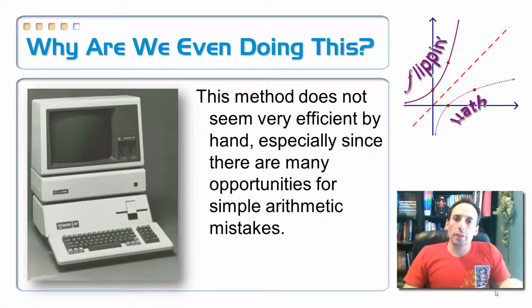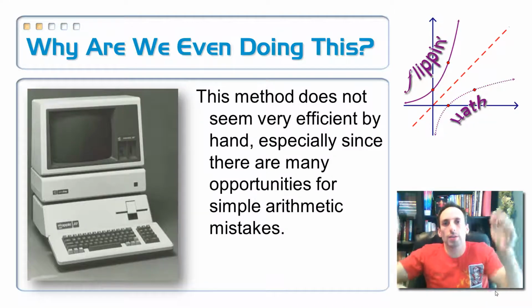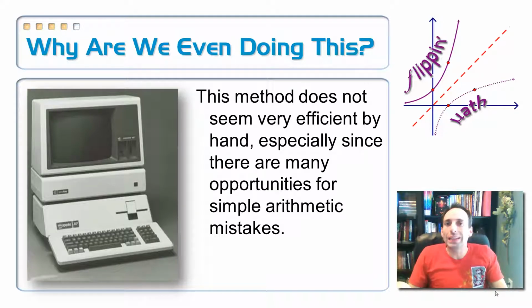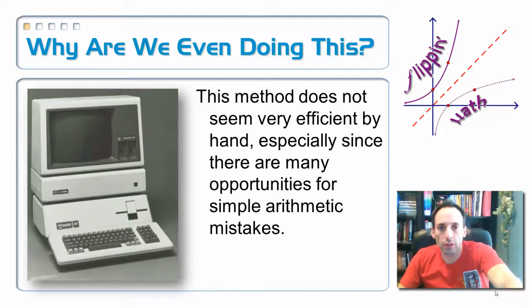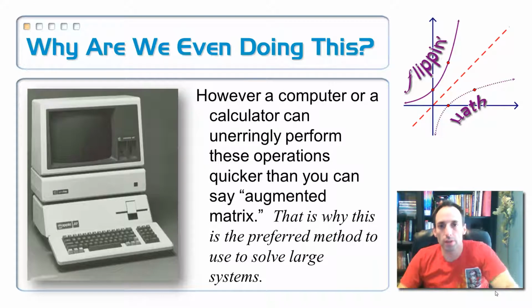So probably the foremost question on your mind still is right at the top of this screen: why are we even doing this? It doesn't seem to be very efficient at finding the answer. It seems to be about as much work as doing it by hand using regular elimination, and there are tons of opportunities for simple arithmetic mistakes. So again, why the heck are we doing this, especially since we learned a couple of easier, faster ways?